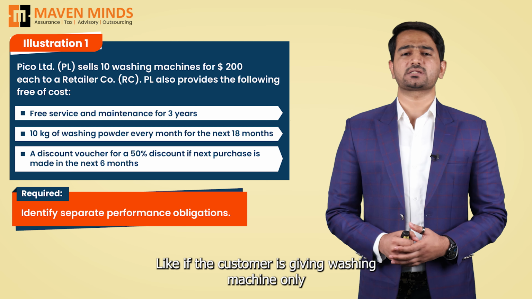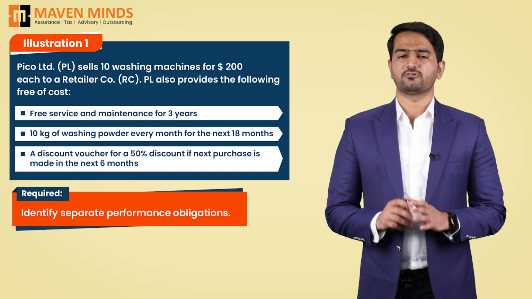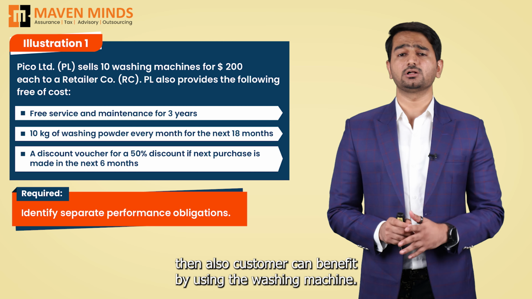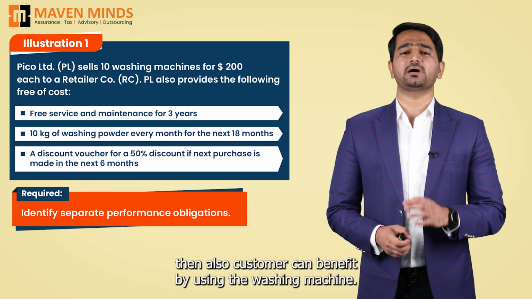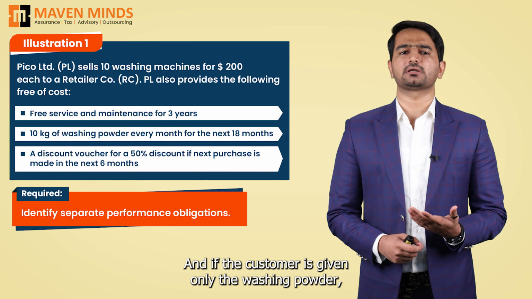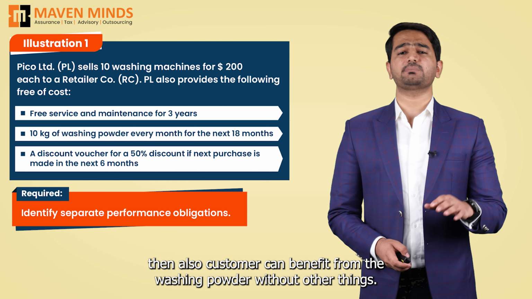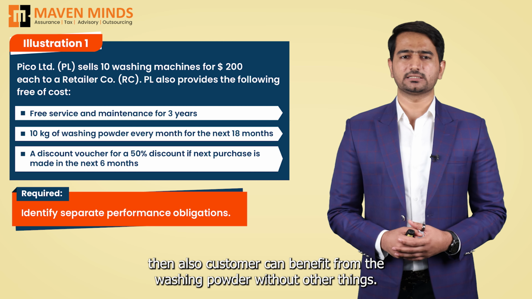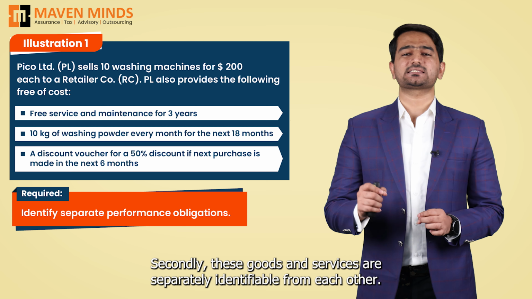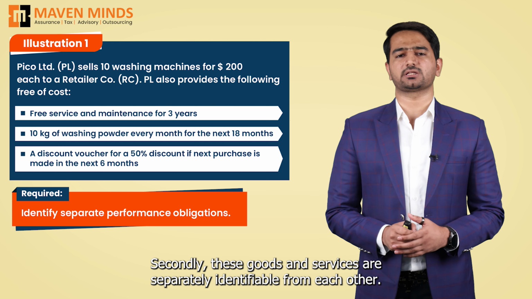Like if the customer is given the washing machine only, without the repair and maintenance, washing powder or discount voucher, then also the customer can benefit by using the washing machine. And if the customer is given only the washing powder, then also the customer can benefit from the washing powder without other things. Secondly, these goods and services are separately identifiable from each other.